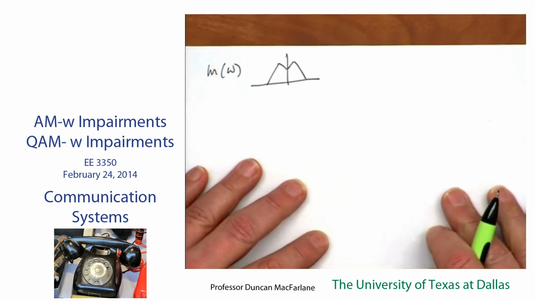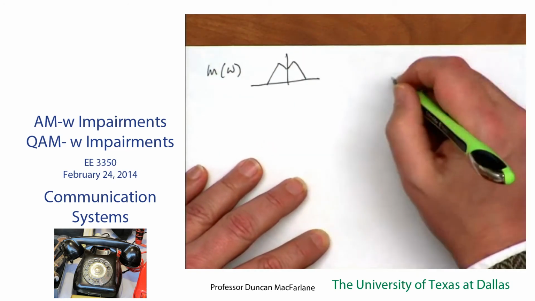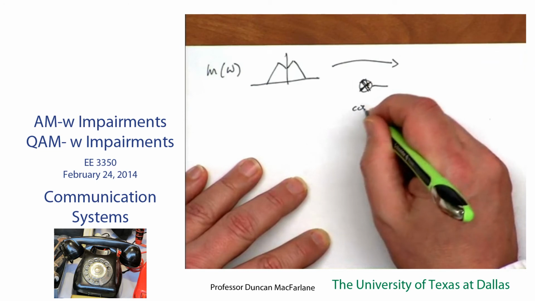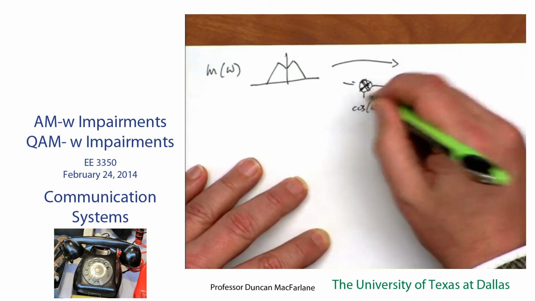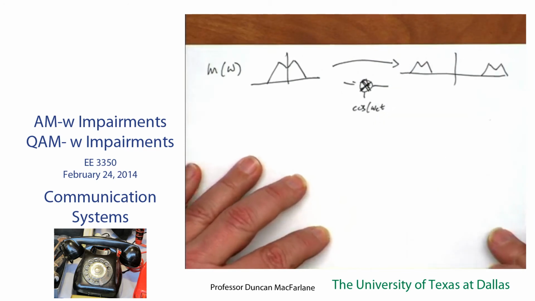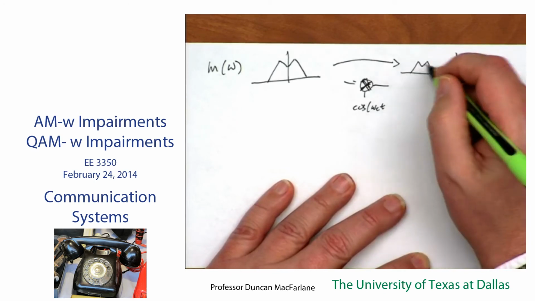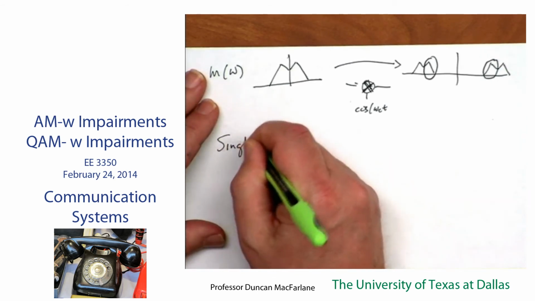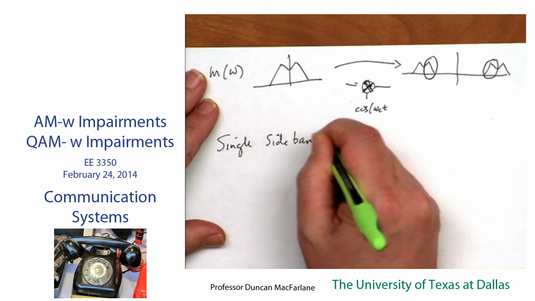My M of omega looks like this. After I mix it, it looks like this. But really, this piece here is just redundant. These pieces here are just redundant. So I should be able to reuse those. QAM gave us one way of doing that. And QAM is actually a very, very preferred way of doing this. But there's another way, and it's called single sideband, or SSB.